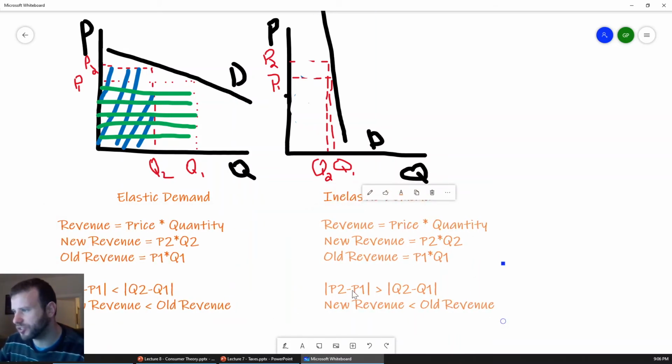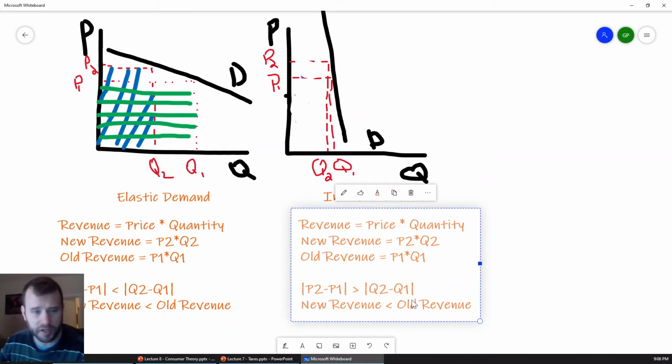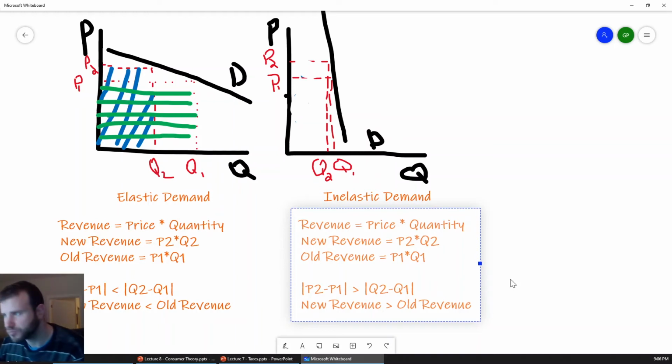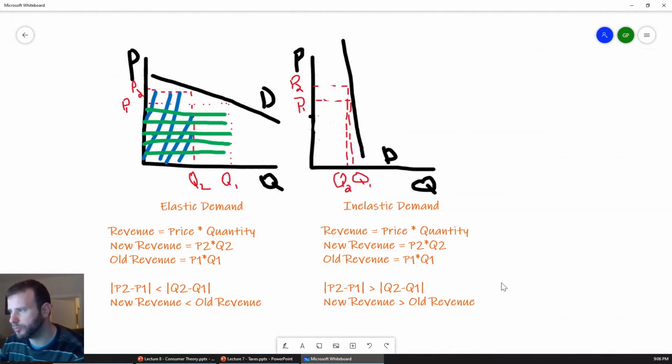But the change in price, this is all to say, the change in price is going to be greater than your change in quantity. And when you're talking about actual elasticity of demand, you're going to want to divide by the average, but just for the sake of it, you can see it on the graph. So the new revenue is going to be greater than the old revenue, because if this one goes up relative to this one, and it goes up by a higher amount than this one goes down, you'd expect the product of P2 times Q2 to go up relative to P1 times Q1. Okay. So your new revenue is going to be greater than your old revenue.